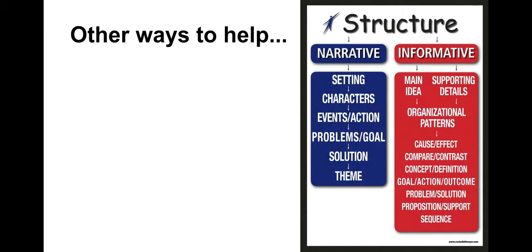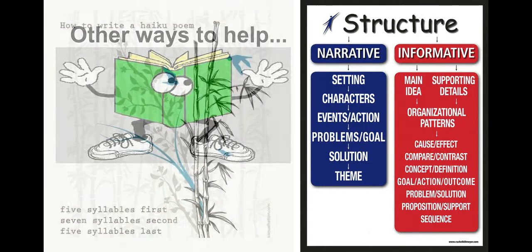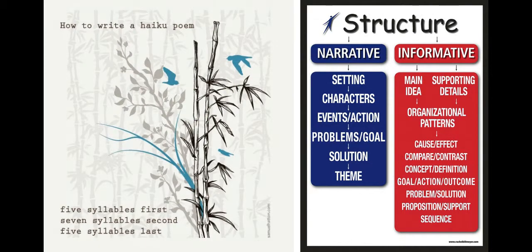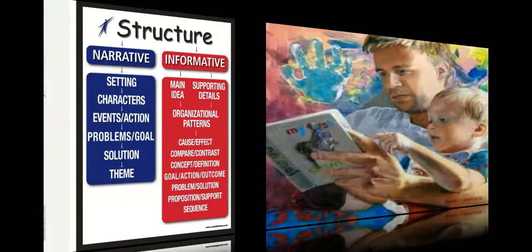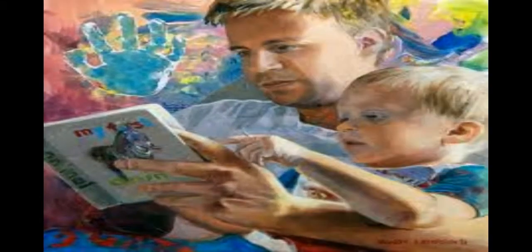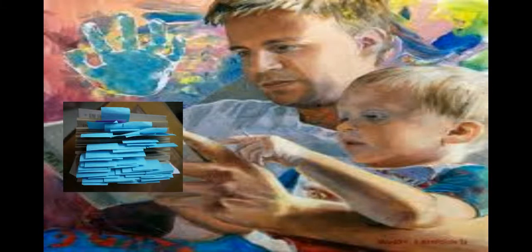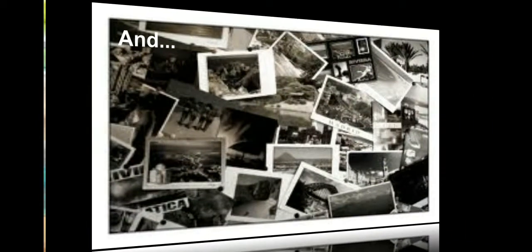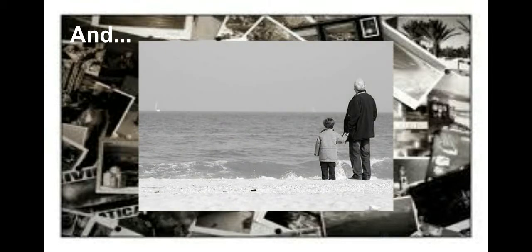Other ways to help? Point out how different texts have different text structures and formats, like how poetry and chapter books are different. Take turns reading chapters or pages and use sticky notes to mark places where you have made connections. And finally, immerse your child in your memories. If you read a book about grandparents, talk about the relationship you had with your grandfather.